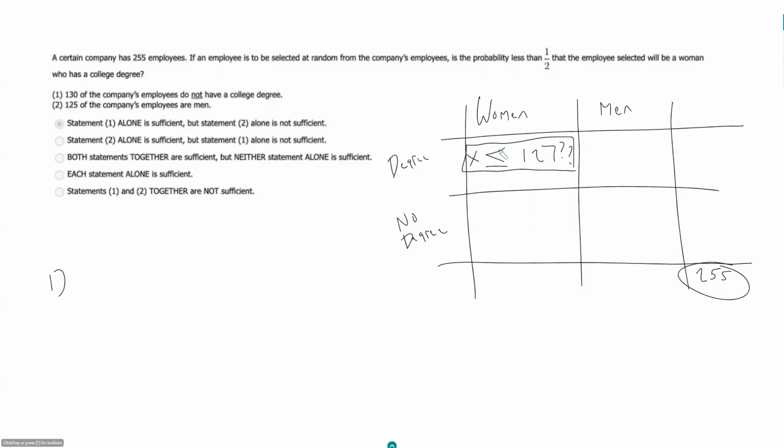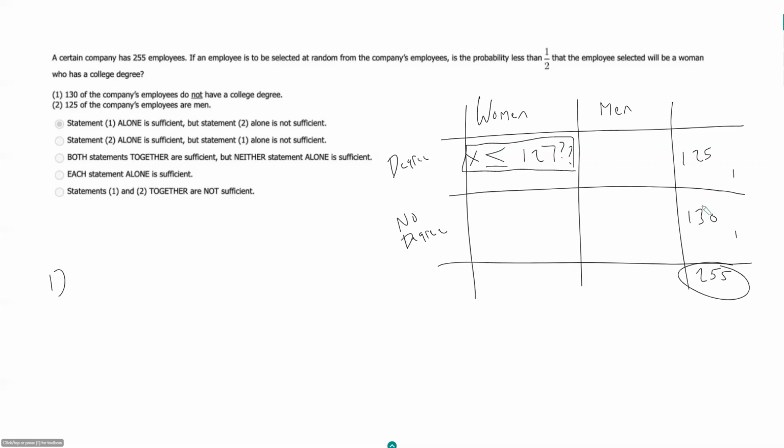Statement 1: 130 of the company's employees do not have a college degree. So that means this box here is 130, and this comes from statement 1. So that means 125 people do have a college degree.